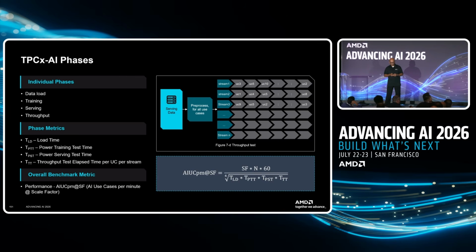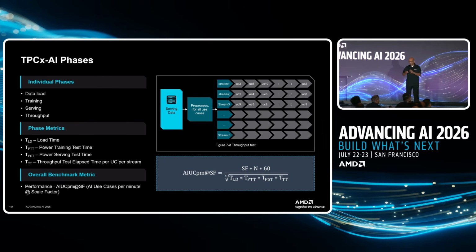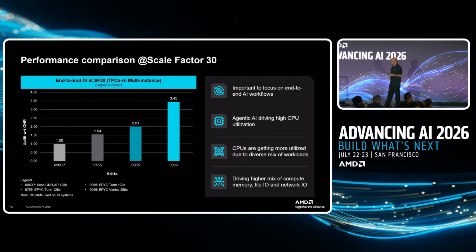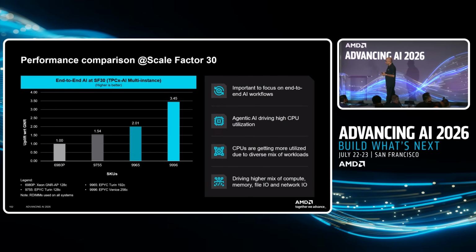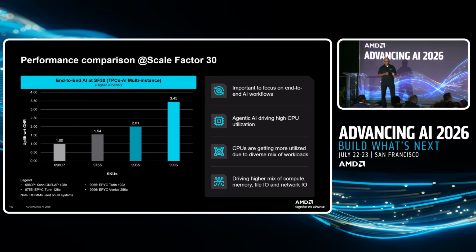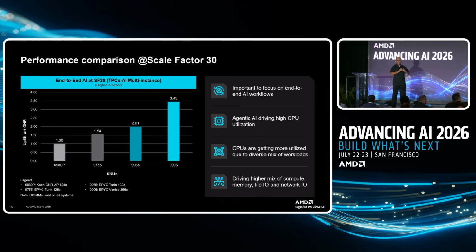Now, folks who are familiar with TPC will know that this is a very similar model to the rest of TPC's benchmarks. And at the end of the benchmark run, we aggregate all of the performance into one single metric, which is shown on the bottom right, the AI use cases per minute at that particular scale factor. So we think this is an excellent proxy for what you need to run agentic AI workflows on your platforms. Now notice, just like Sid, I didn't say CPU platforms, I didn't say GPU platforms, period.